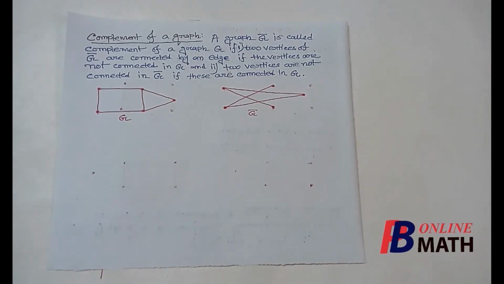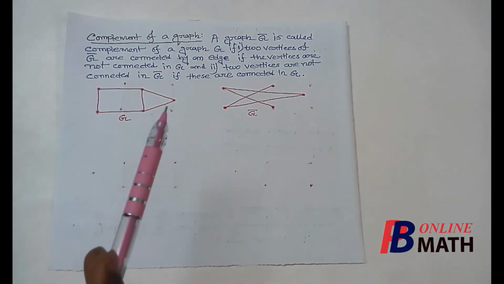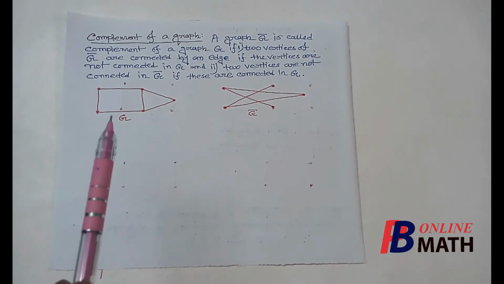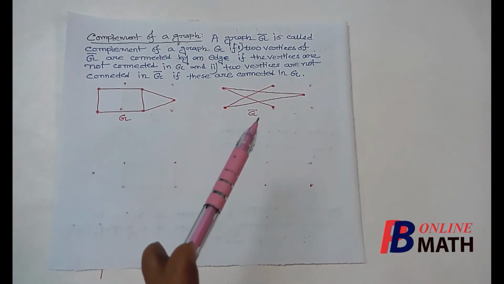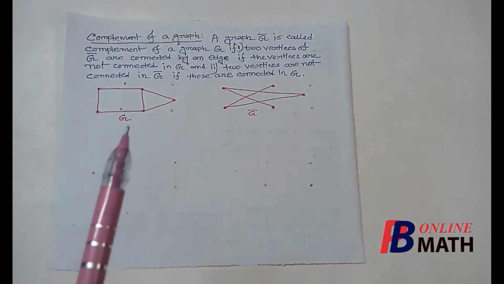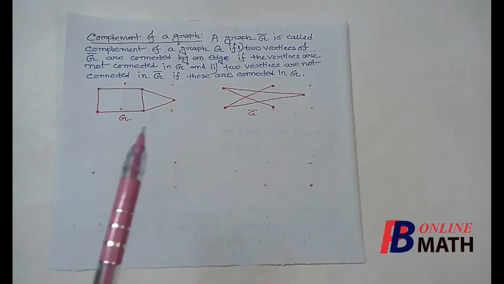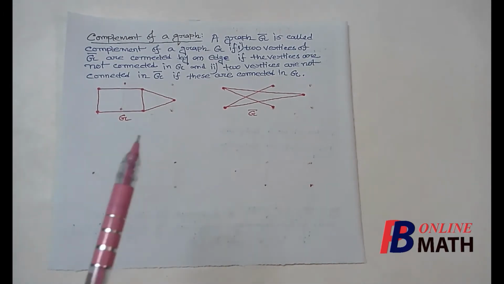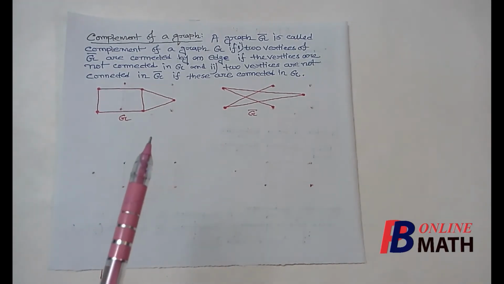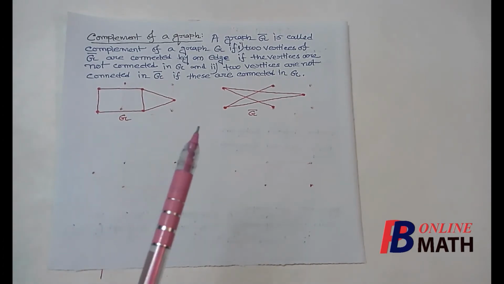Another interesting thing is that a complete graph with 5 vertices has 5 into 5 minus 1 by 2, that means 10 edges. Now for any graph G with 5 vertices, if we add the number of edges in G and the number of edges in G bar, then we shall get 10. Here we have 6 edges in G and 4 edges in G bar. If we add these two numbers, we get 10, which is the number of edges in a complete graph with 5 vertices. So this is the complement of a graph.